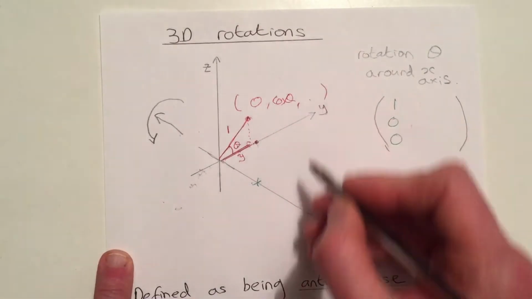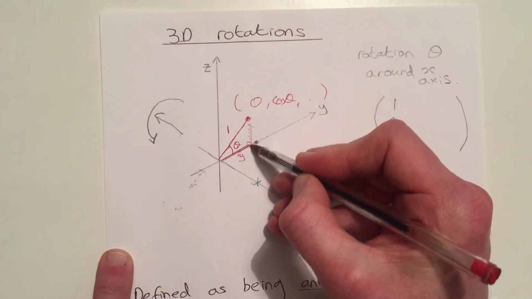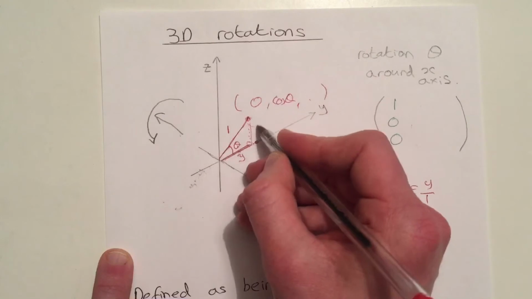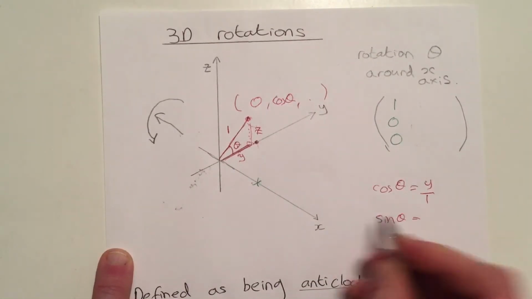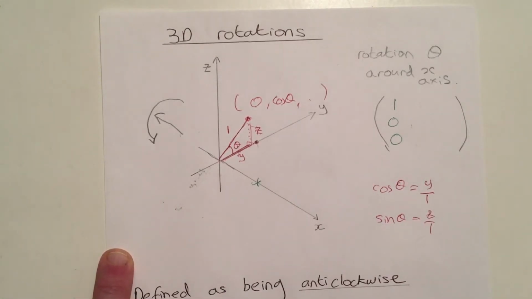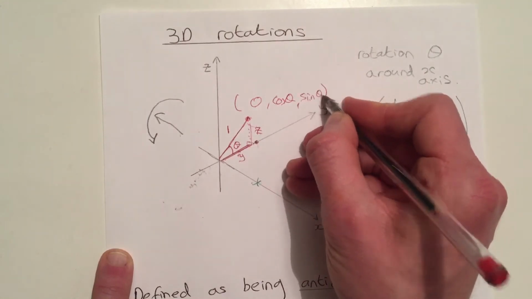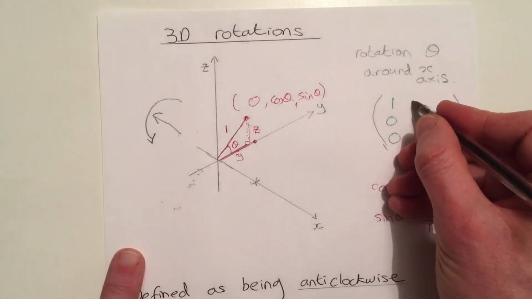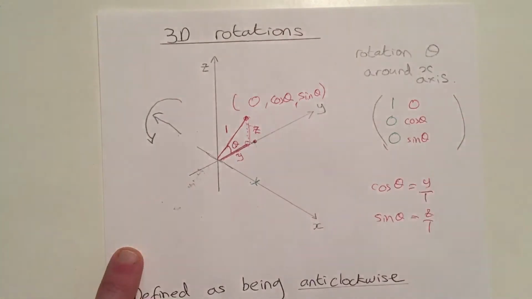The z-coordinate, that is how far it's gone up. So this here, that's the opposite side, that's the z here, and that's going to be given by the sine theta, because opposite over hypotenuse. So we can see here that the z will be sine theta. So we'll get 0, cos theta, sine theta.